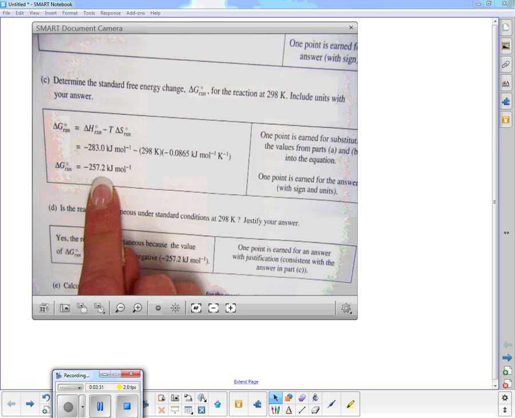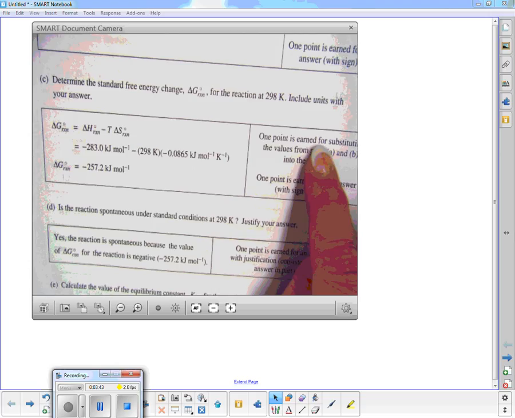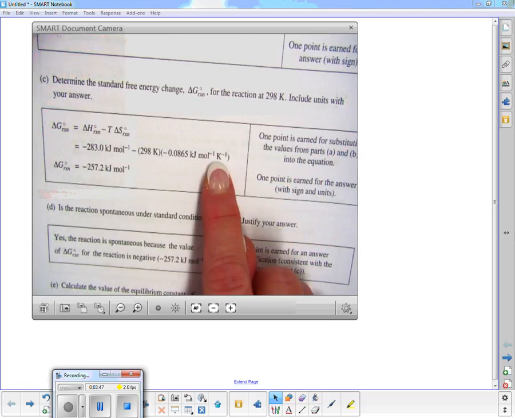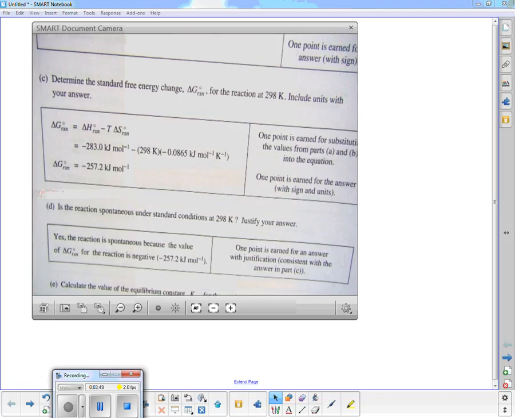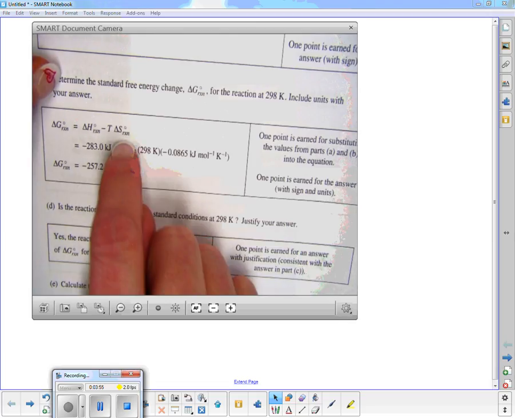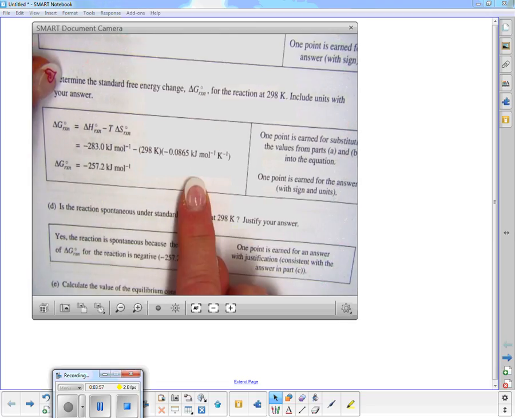Is the reaction? Other way, it's spontaneous. So negative delta G is just like a negative delta H. It gives off. It's going to happen. So 1 point is earned for substituting the values in part A and B. So as long as I substitute it right, and 1 point is earned for the product. I got it wrong for the first two, but if you plug those two in right, then you get this point, yes.